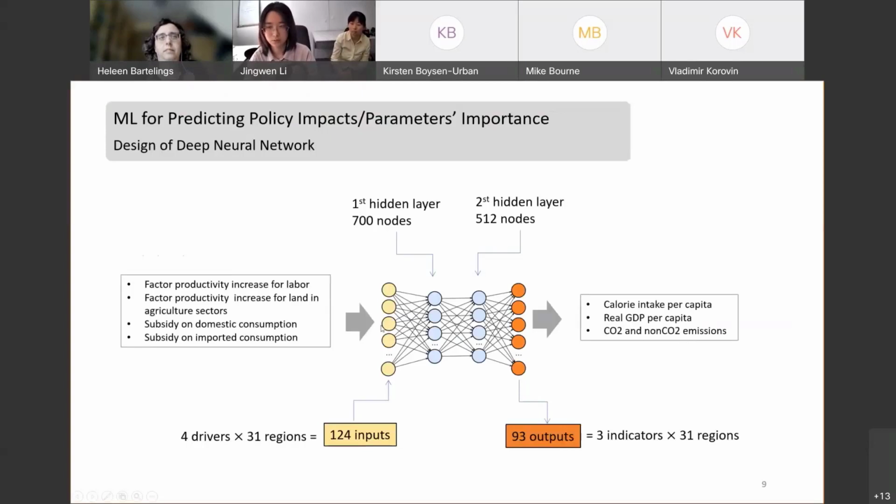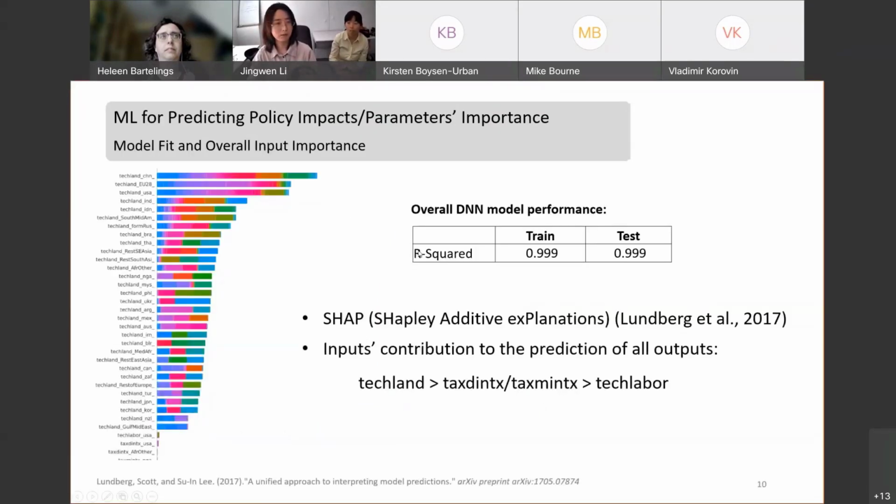We input all the drivers into it, and we have 2 hidden layers. The first layer has 700 nodes, and the second layer has 512 nodes. With this kind of model structure, what we get is a pretty good R-square as the fitness of the model, over 99.99%, very good.